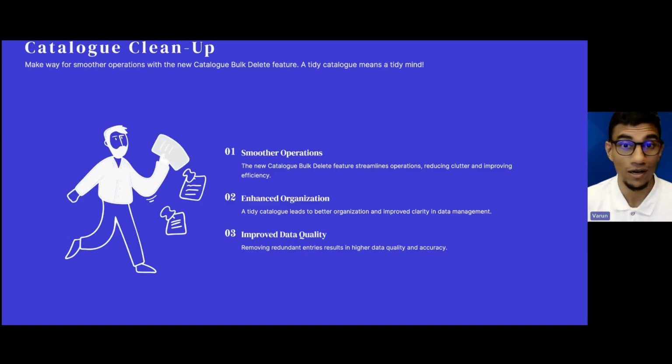Next one, the catalog cleanup. Make way for smoother operations with a new catalog bulk delete feature, right? So the new catalog bulk delete feature streamlines operation, reducing clutter and improving efficiency. So a tidy catalog leads to better organization and improved clarity in data management. So let's work it out.